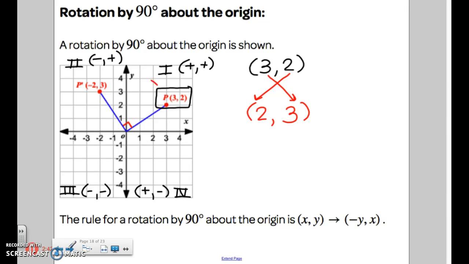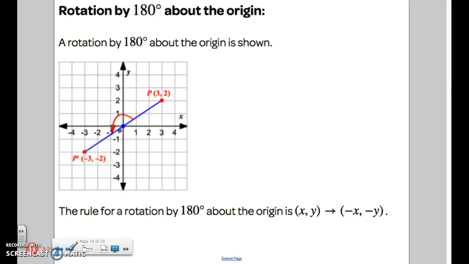So if I go one spin over, I'm in quadrant 2, which means the first value has to be negative, and the second value will be positive. So you flip-flop, and then change the sign of the first one in this one. If you look at the rule at the bottom, it says a rule for a 90-degree rotation about the origin is you're going to take your original x, y and flip-flop and make the first number now the opposite of what it was.